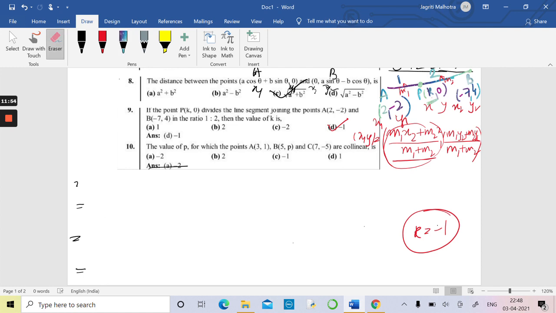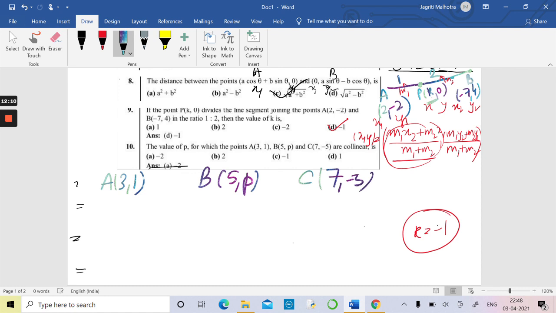Okay, so let's suppose these are our points A, B, C. A is (3, 1), B is (5, P) and C is (7, -5). If we have to find whether these points are collinear, then we have to find the slope. We know that slope AB equals slope BC equals slope AC.